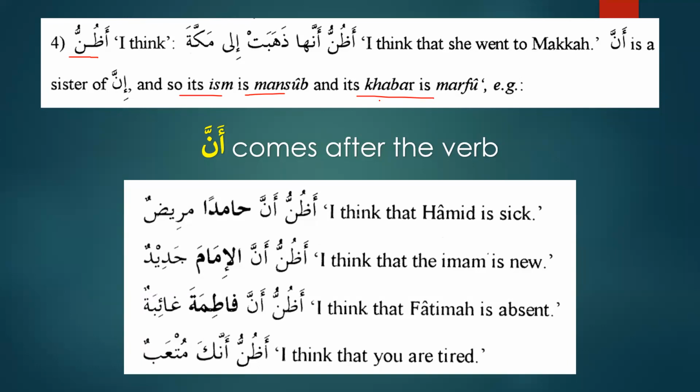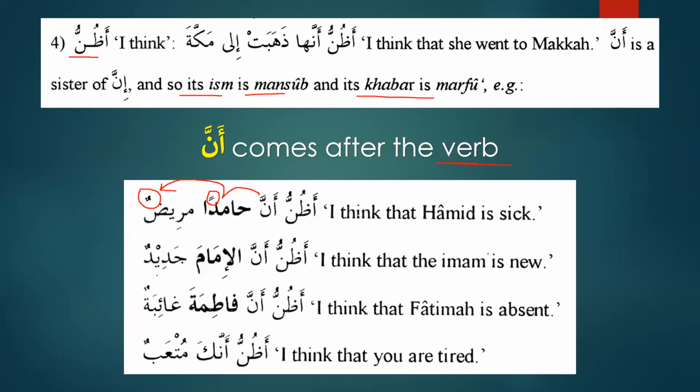Now, how do we differentiate between inna and anna? I have made it clear for you. Anna comes after the verb. It does not come at the beginning of the sentence. It never comes at the beginning of the sentence. It comes after the verb, as we can see here. Adhunnu anna hamidan maridun. Now hamidan is mansub because it is ismu anna, and maridun is marfu' because it is khabaru anna. So this is already clear.